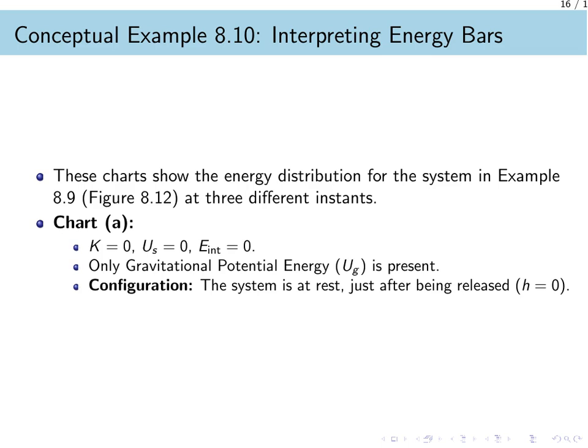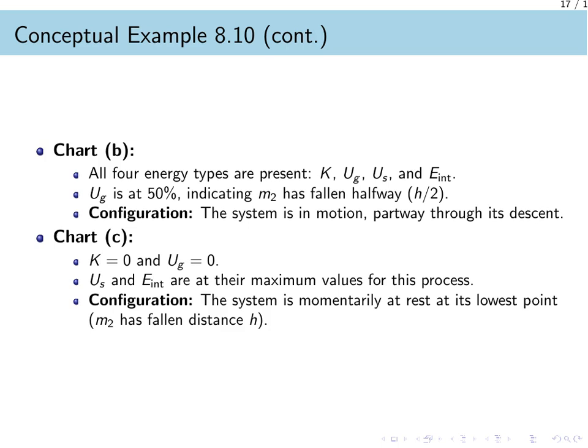What configuration does this represent? Since the kinetic energy is 0, the system must be at rest. Since the elastic and internal energies are 0, the spring must be unstretched, and no friction has occurred yet. This corresponds exactly to the initial configuration of the system, at the moment it is released from rest at its highest point. Now let us analyze the other 2 charts.